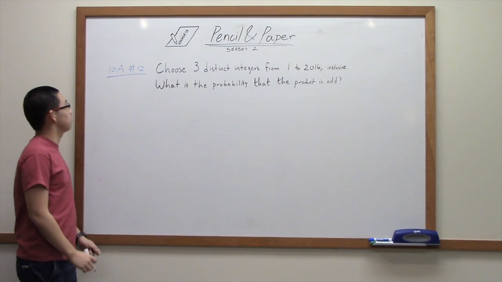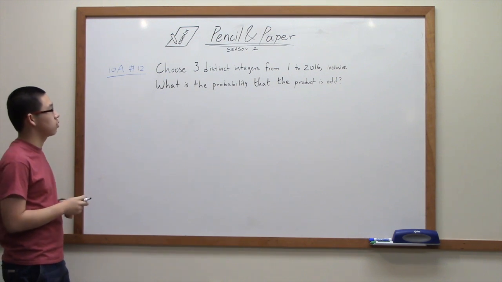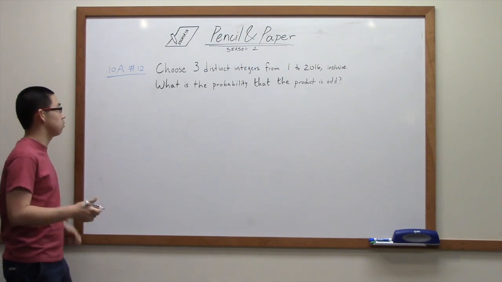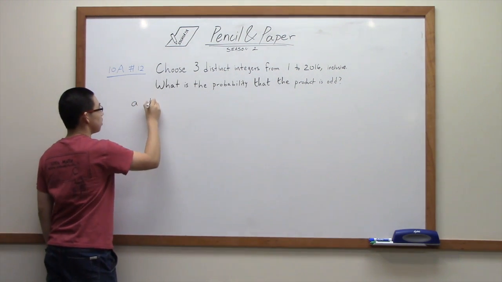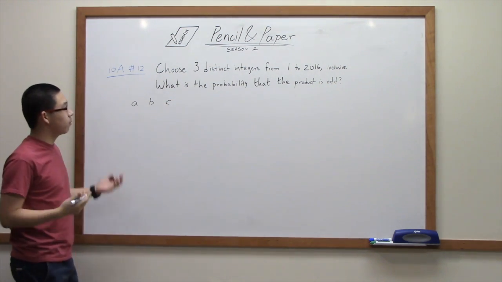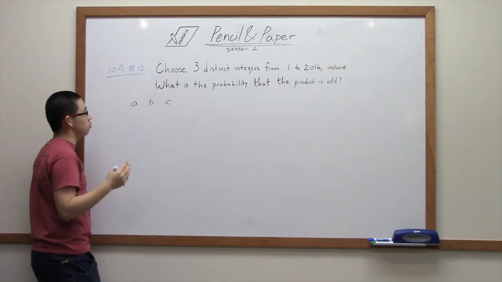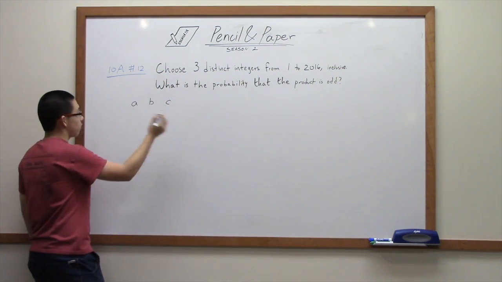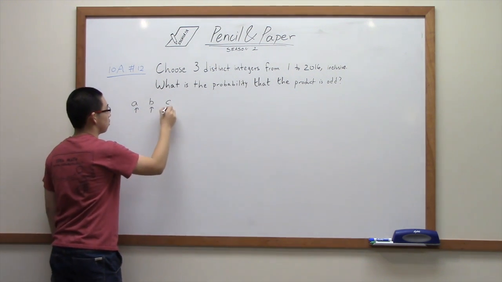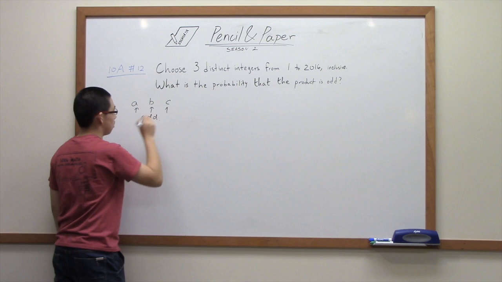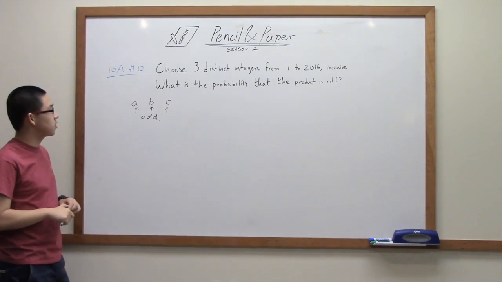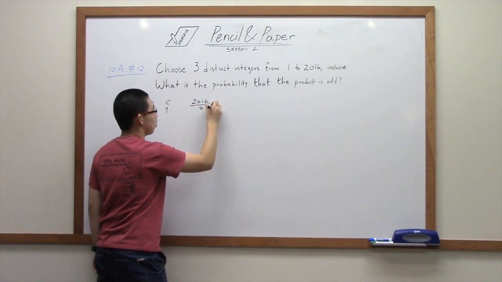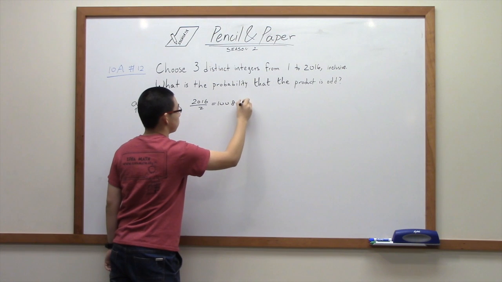Okay, so I'll start off the first problem where we choose 3 distinct integers from 1 to 2016, and we need the product to be odd. So let's say the 3 numbers are A, B, and C. Since any number times an even number is an even number, if the product is odd, we need all 3 of them to be odd. So we have 2016 integers, therefore half of them, or 1008 of them, are odd.